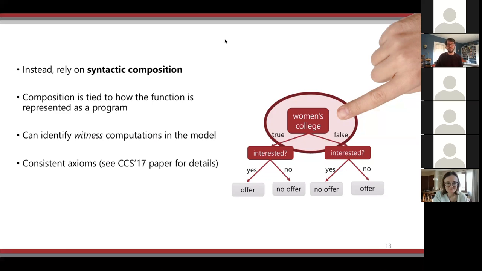This also gives us a consistent set of axioms. I won't go into them in detail. They're very similar to what I showed you, but they replace anything having to do with composition with this syntactic form of it that we'll discuss in a minute. But the one main downside, at least that I see to this, is that now that the only way that we have of expressing composition is tied to the representation as a program, we really do need white box access to whatever model we're checking or auditing, right?